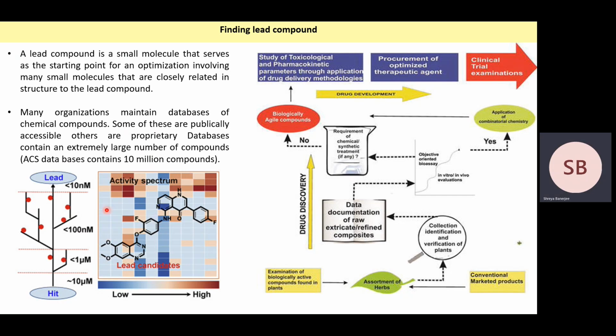And the several lead candidates are then tested for activity. So if you can see in this activity chart, the blue rectangles indicate low activity, while the maroon or brown rectangles indicate high activity. So other than binding, the activity is also tested to find the lead compound.